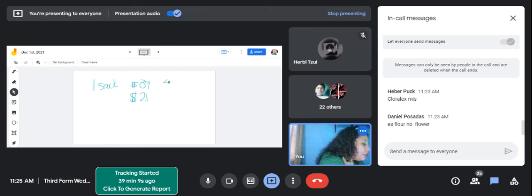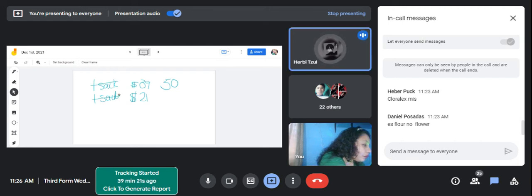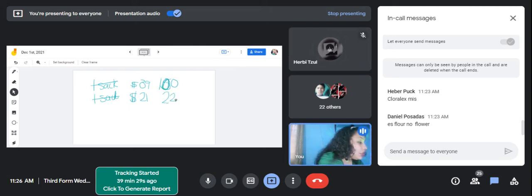I think the first one has 50 pounds. I'm not sure. Because if you do one sack and one sack, it won't work. You have to have how many pounds? The big one was 100 pounds, and then the small sack, 22. Okay, good. So you're going to do the same thing. You take the $89 and divide it by 100, and in this case, you get 89 cents.